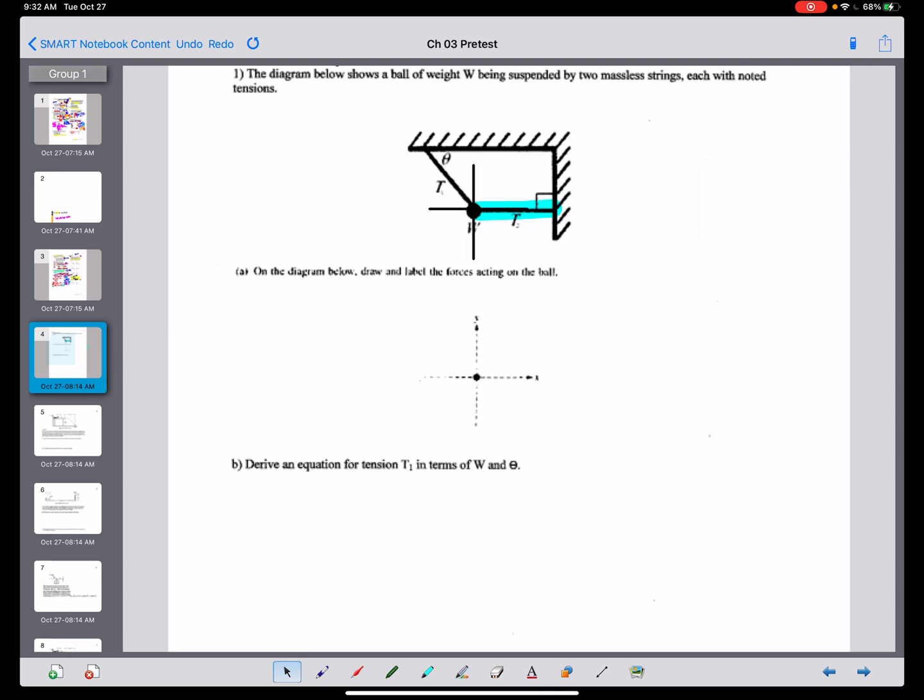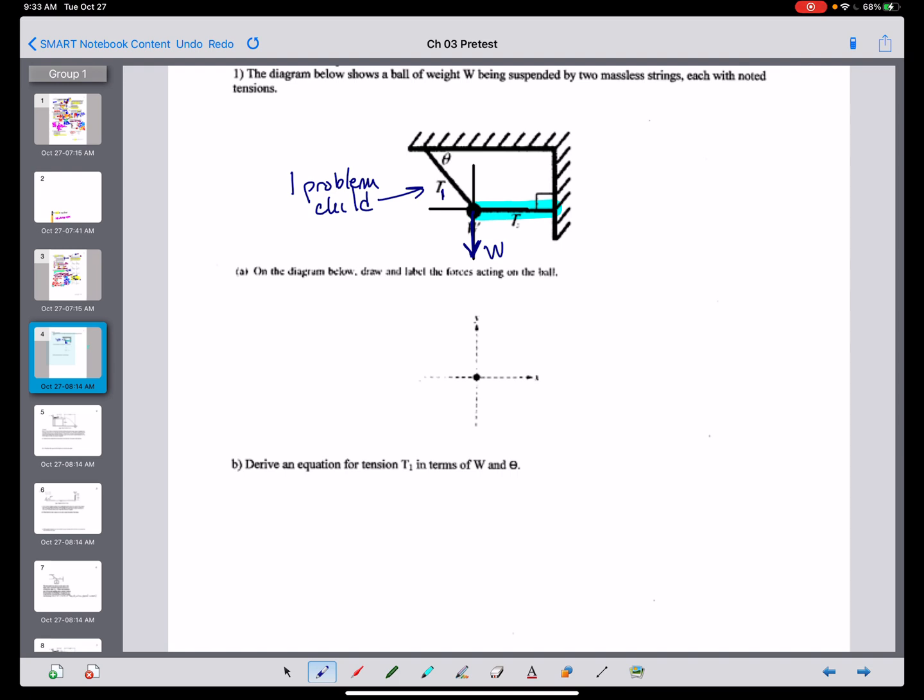We only have one problem child, because the F_g, the weight, is pulling straight down, so there's our W pulling that way. So all we have is this T1 that is a problem. T2 is not a problem, so we only have one problem child that needs to be broken down into X and Y components. It's that simple. It says, on the diagram below, draw and label the forces acting on the ball.